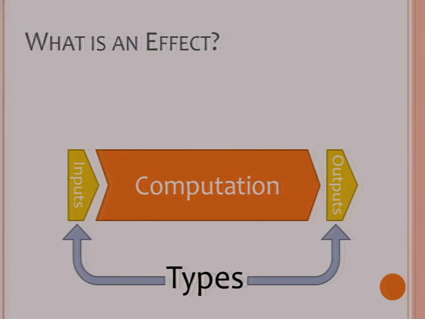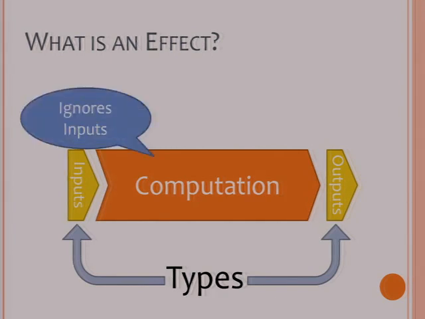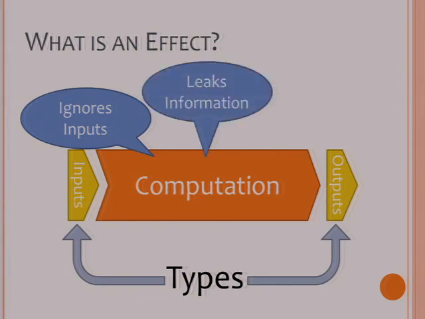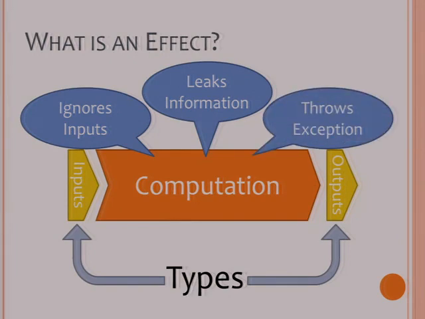So for example, we might say that inside this computation, we don't always use all our inputs. Or inside this computation, we sometimes will leak information and violate some security policy. Or inside this computation, we might throw an exception and not even actually produce the outputs we say we output. And so effects can take a variety of forms, and languages actually will have many effects in them. And so because of that, I don't want to focus just on an effect. I want to focus on many effects, all of which are interacting with each other. And so I care about effect systems.